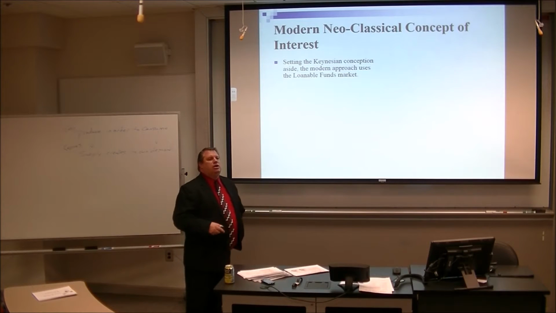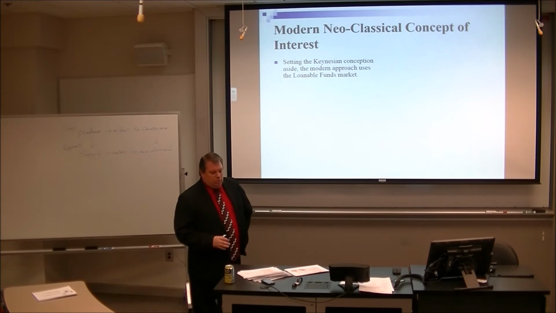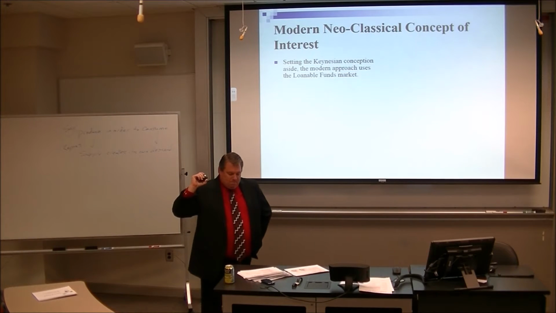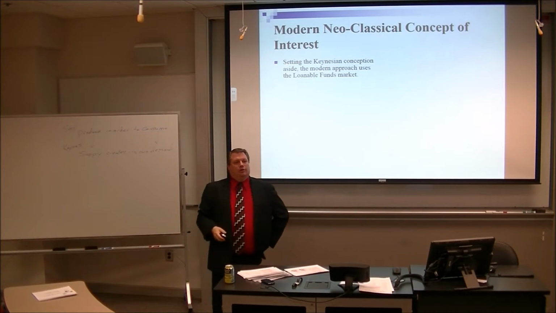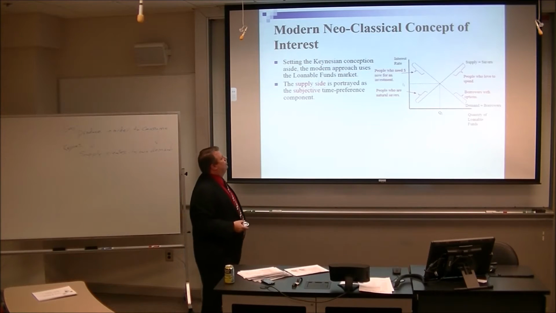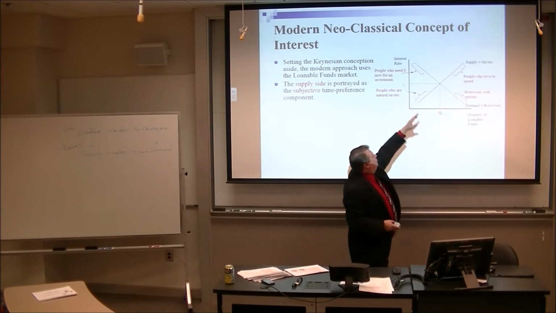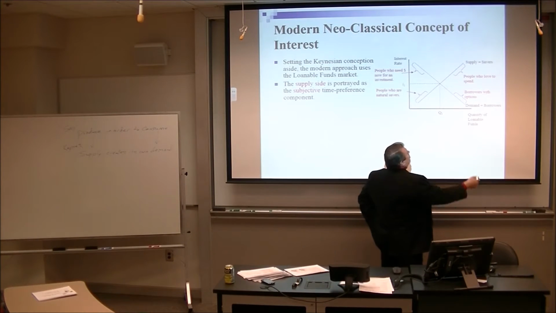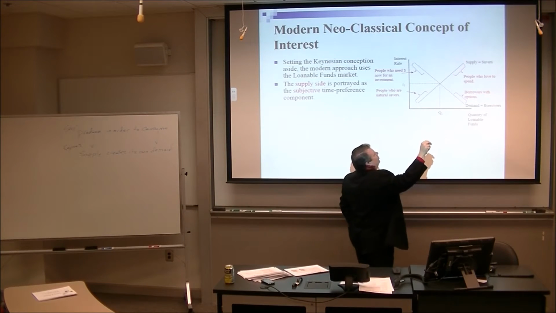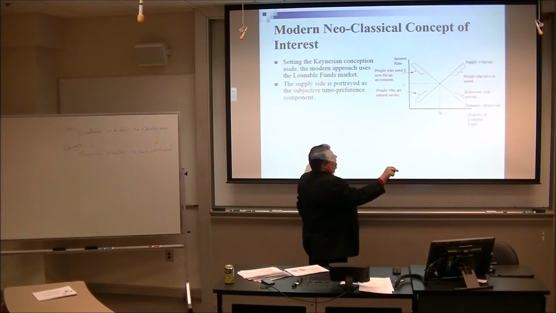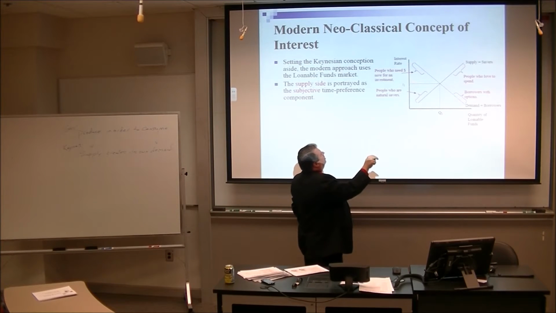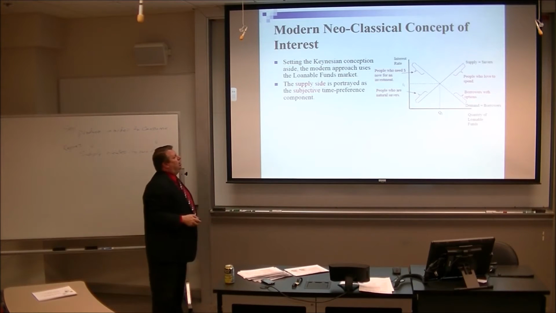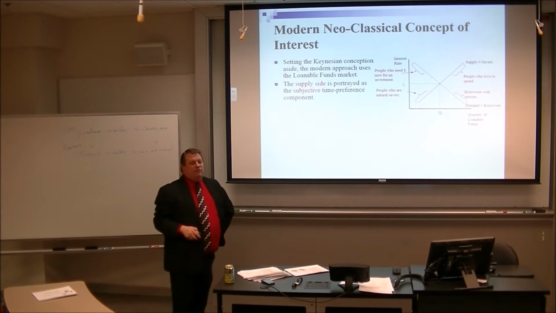So what's the modern neoclassical concept of interest? We're going to set the Keynesians aside because they're just wrong. So the modern approach uses the loanable funds market. So it looks like this. Okay, it's a little small. But the supply curve is the savers, the demand curve are the borrowers, and we have people who are natural savers down here. The people who love to spend are these guys up here. Then we have borrowers with options down here, and the people who need dollars for the investment now are up there. Okay? So the supply side is portrayed as the subjective time preference component, right?